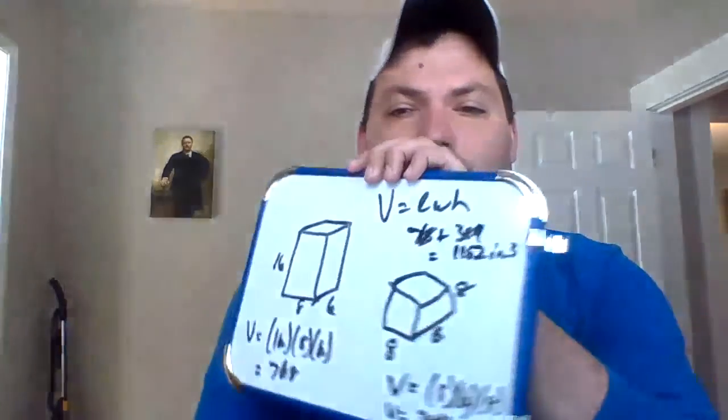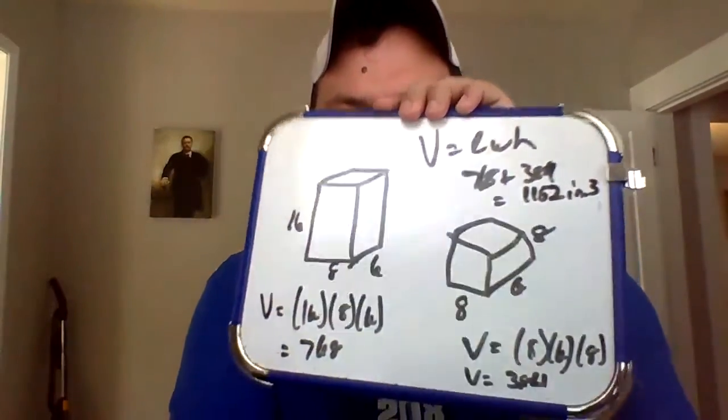8 times 6 times 16 is 768. The volume of 8 times 6 times 8 is 384. I add 768 plus 384, and I get 1,152 inches cubed. Okay? 1,152 inches cubed. So that's what I did for that problem.